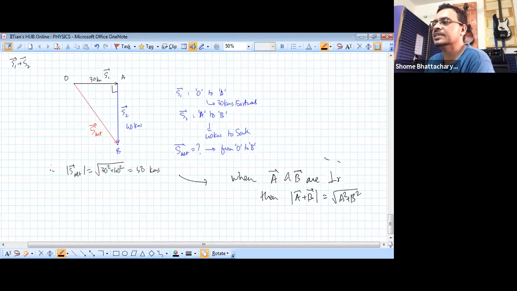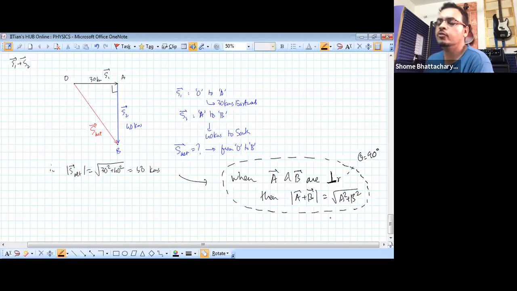Okay, so this is a special case of a larger kind of operation, which is called vector addition. This is the special case when the angle between the two vectors is what? 90 degrees. When theta is equal to 90 degrees, you'll see always the resultant sum of two vectors has a magnitude which is given by root of A square plus B square, or in this case, root of S1 square plus S2 square. Okay. So hope all of you have understood this properly.